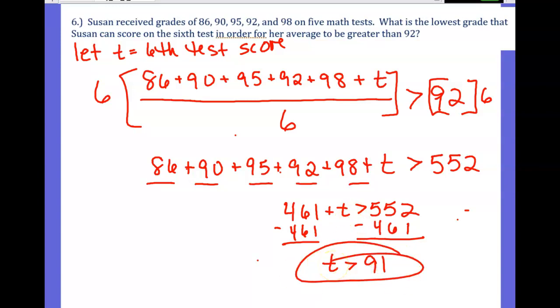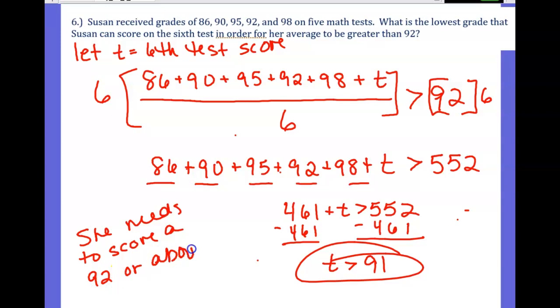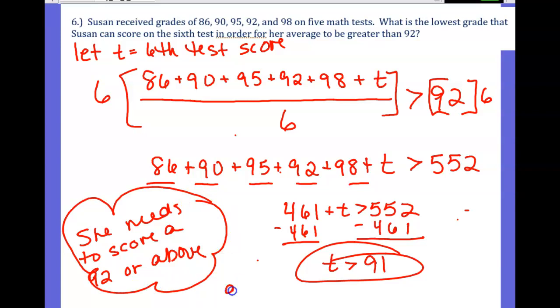Okay, so she needs to score a 92 or above. All right, because she can't score a 91, it's got to be greater than 91. So actually, it could really be like 91.1. That's fine too, as long as it's greater than 91. Okay, I hope this helps.